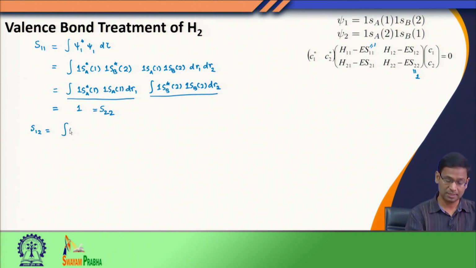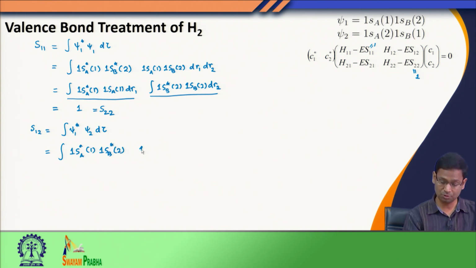What is S12? This is the overlap of psi 1 with psi 2. That means psi 1 in the bra, psi 2 in the ket, so psi 1 star psi 2. Psi 1 is given here, psi 2 is given here. Let us write this down. Psi 1 star is 1s A star of 1, 1s B star of 2, so both are complex conjugates. Psi 2 is obtained by exchanging the electrons, and I have to integrate this over dr1 and dr2, the space of electron 1 and electron 2.